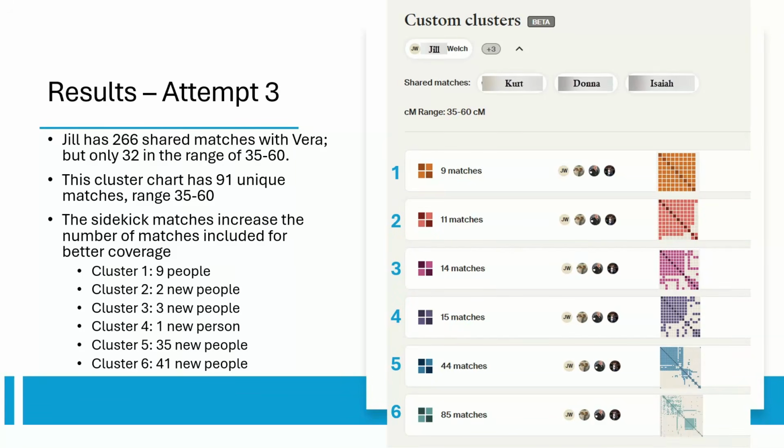Then, for example, cluster 5 had 35 more people added, and you can see in the screenshot that within cluster 5, there are a couple smaller clusters and then even some really tiny clusters in the bottom right. I'll show you close-up images of these in a minute. Cluster 6 added 41 new people and also broke down into smaller clusters within a cluster.